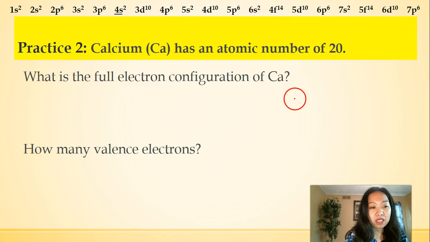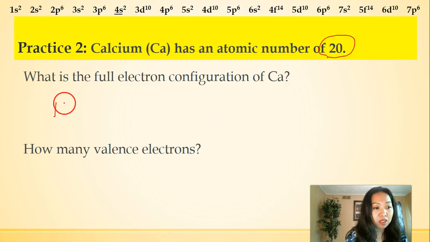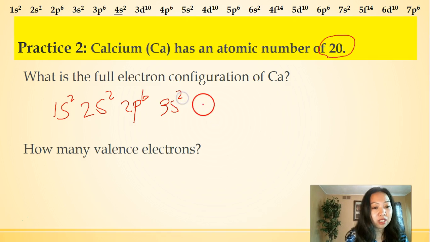Calcium. Write the full electron configuration of calcium. Calcium has an atomic number of 20, which means that it has 20 protons and 20 electrons if the atom is neutral. So we're trying to find 20 electrons. Again, we're just going to count and add our superscripts, which are the numbers of electrons. So 1s2, 2s2, 2p6, 3s2. We're going to stop counting when we get to the number we're looking for, which is 20.